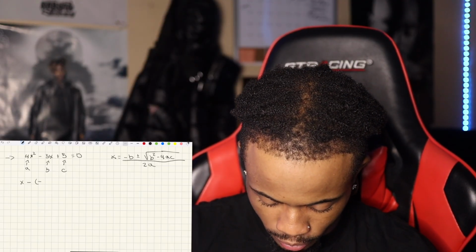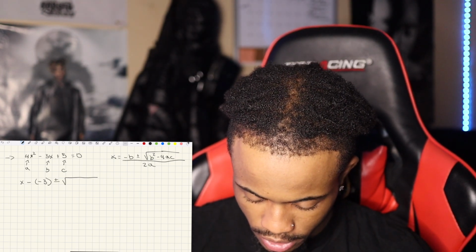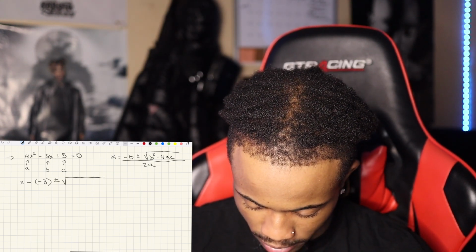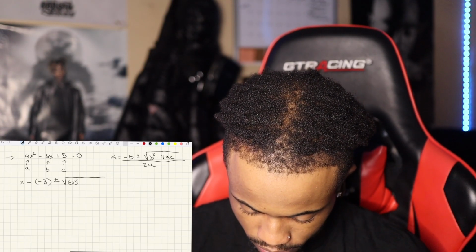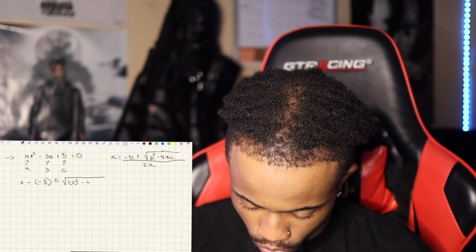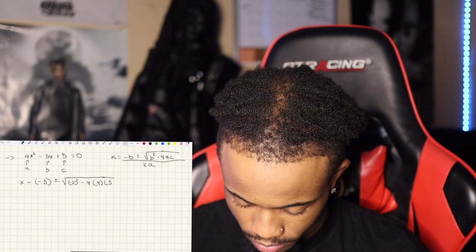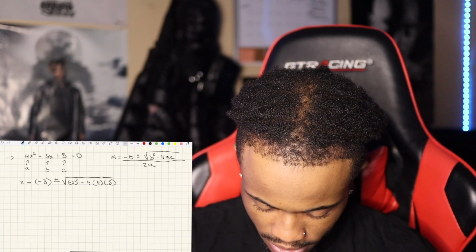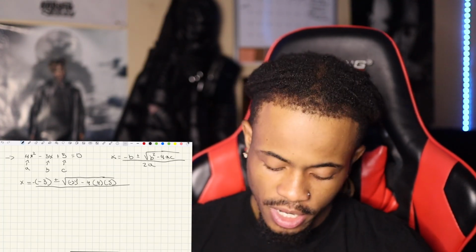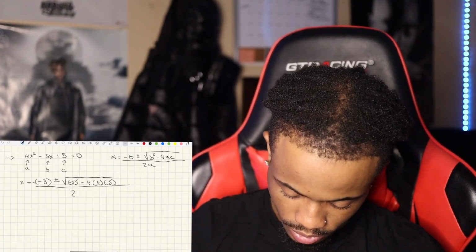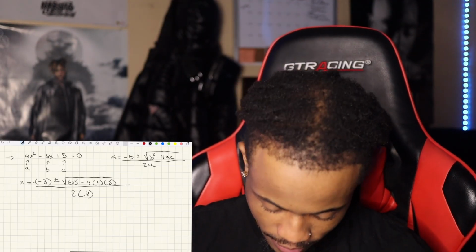So, negative negative 3 plus minus the square root of, once again, b squared, this is where the imaginary part comes in. We have a negative 3 in here, which is going to get squared, minus 4 times 4 times 5. This is supposed to be an equal sign. This whole thing is going to be divided by 2 times 4. Now, let's start solving this. So let's start simplifying it, right?